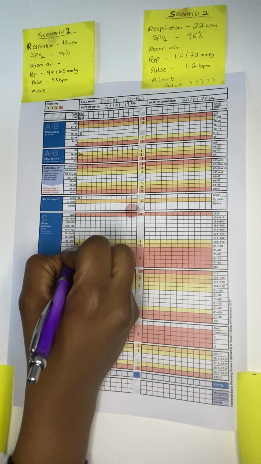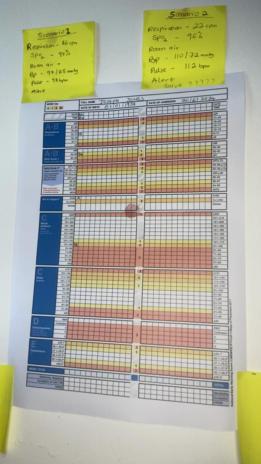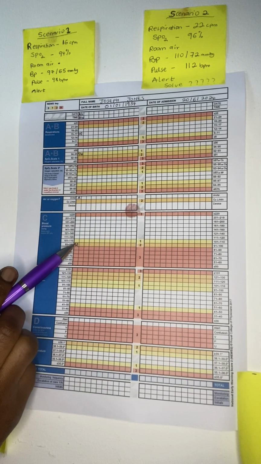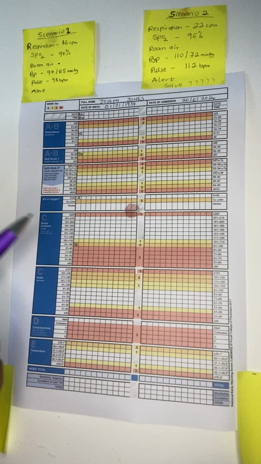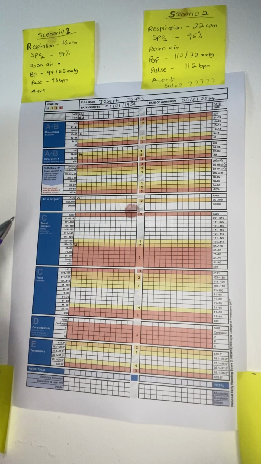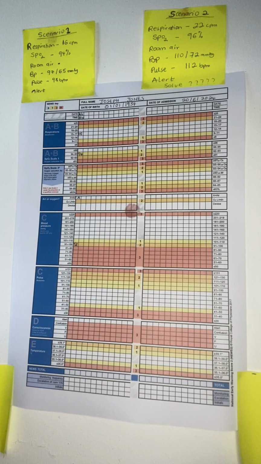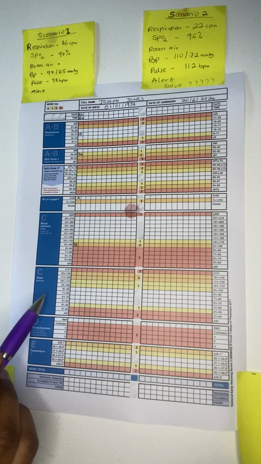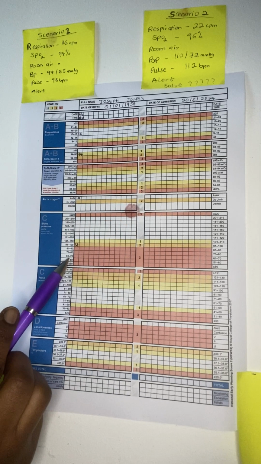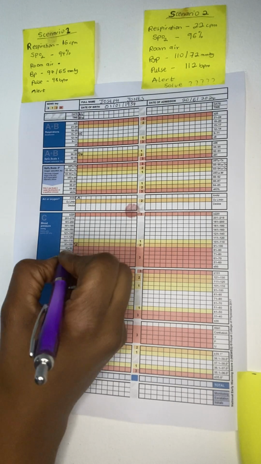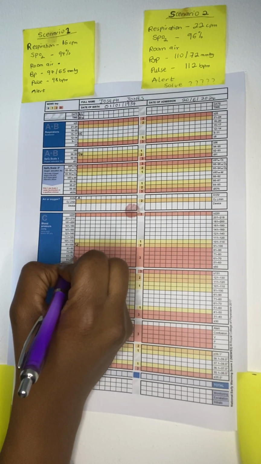And I'll put an arrow here. Can you see? In that same box, I have written 97 and I put an arrow in that same small box. Okay, good. I will explain why I'm doing that later. Then the diastolic is what? 65. So where is 65? 65 will be here, 61 to 70. So that one I'm going to write 65.